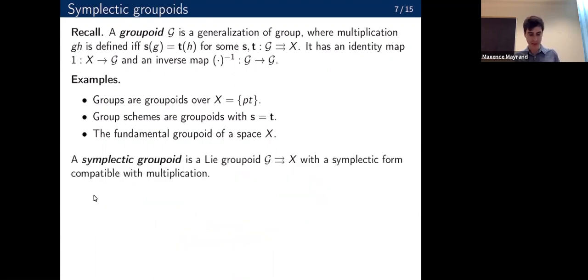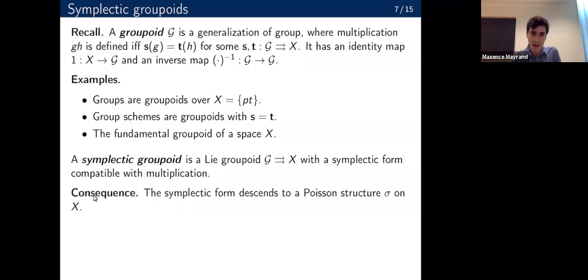Okay, and there's a notion of symplectic groupoid. I won't go into the details, but it's a Lie groupoid, where a Lie groupoid just means that G and X are manifolds and all the maps are smooth. And it has to have a symplectic form which is compatible with the multiplication structure in some way. An interesting consequence of this definition is that there's a canonical Poisson structure, which descends from the symplectic form of G to X. The Poisson structure is sigma.